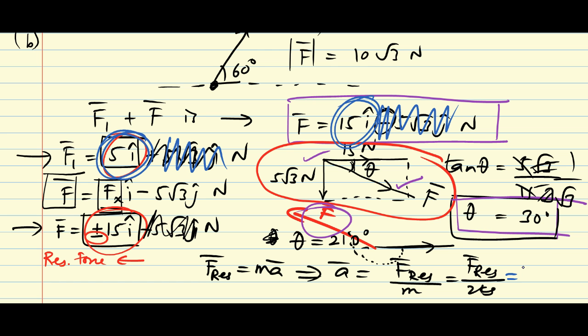I just substitute it over here, 20 i cap newtons divided by 2 kilograms, and the answer turns out to be 10 i cap meters per second square. So the acceleration of the particle is 10 meters per second square towards the right. Now we can go to part C of question number 6.